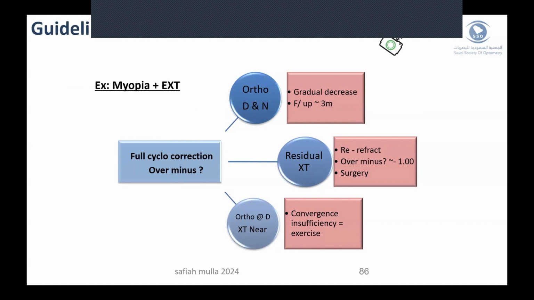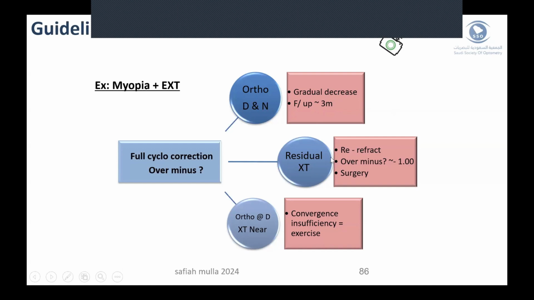Let's say we give the glasses, the prescription for the child, and we give him a time for adaptation, and he comes to our clinic after 4 to 5 or 6 weeks. Now he's ortho, near and distance. We're happy. Everything is nice. And then we try to gradually decrease because, as we said, we want them to accommodate by themselves. And then if everything is fine, then a follow-up after 3 months and so on.